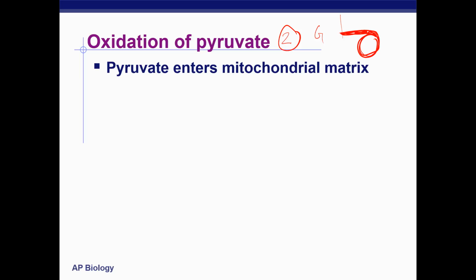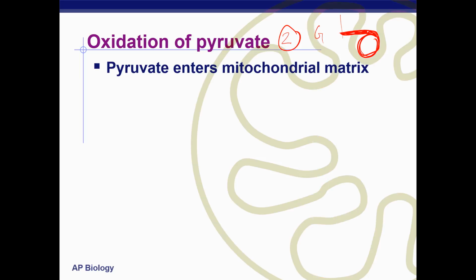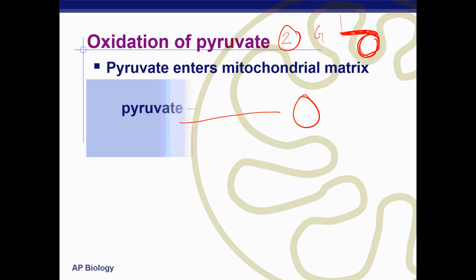So pyruvate is going to enter the mitochondrial matrix. So here's your generic background cristae. You can see that out here would be the cytosol, or the cytoplasm. We're going to transport that pyruvate into the matrix area, so we're going to have to cross the outer membrane, the intermembrane space, the cristae, and then we'll be in here for the Krebs cycle, right? So that's in the matrix, deep down.